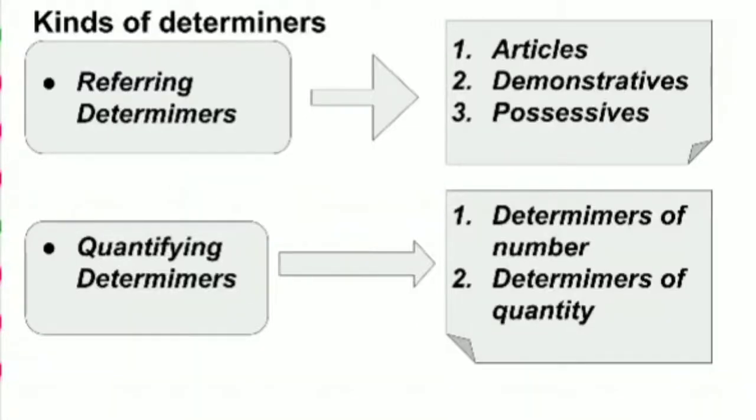Now let us see the different kinds of determiners. There are two different kinds of determiners. First one is referring determiners and the second one is quantifying determiners.